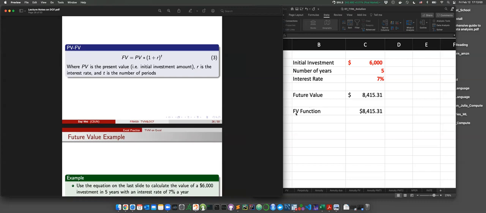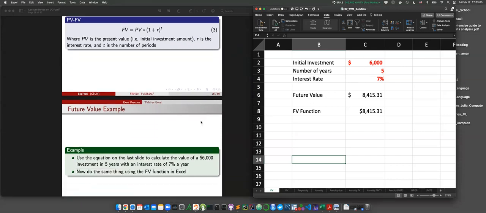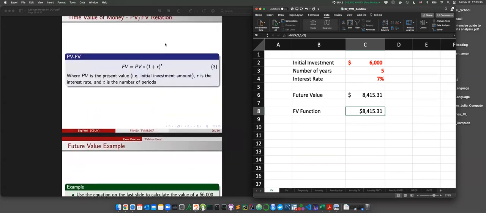So suppose you have an initial investment of 6,000, the investment period is 5 years, and the rate on an annual basis is 7%. Now you're going to calculate what's going to be the future value at the end of the investment horizon. It's kind of easy. You can use your financial calculator or Excel, using the function embedded in the Excel environment, or you can just use this Finance 101 formula on my slide.